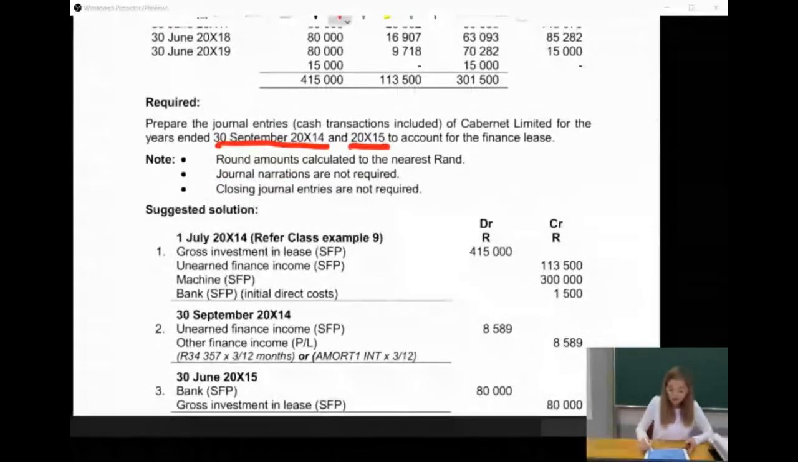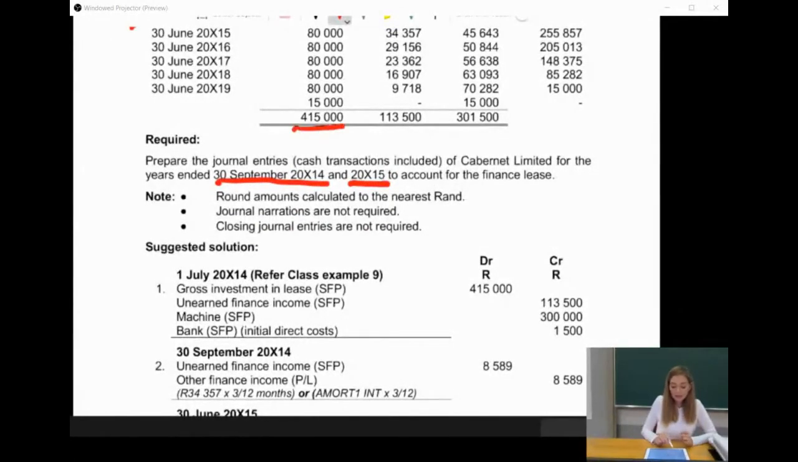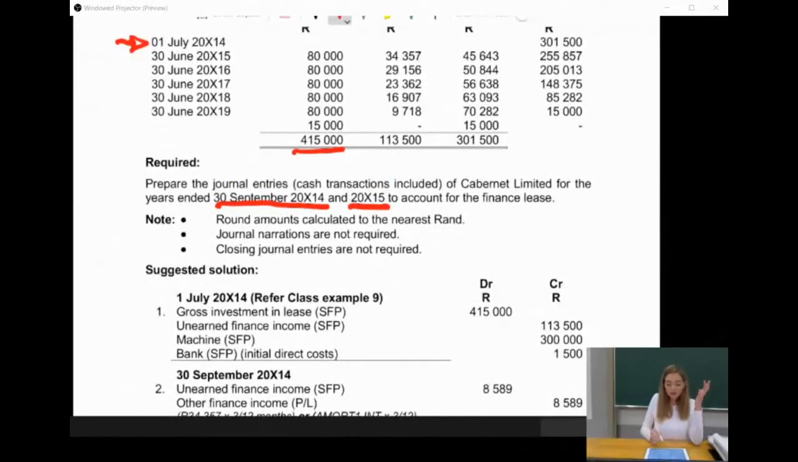So here we have our initial recognition, where we put the total of our lease payments. This 15,000 over here consisted of our 10,500 fair value of the asset plus the 4,500 cash that we are going to receive from the lessee. So that's that 15,000. We put all of that into our gross investment in the lease. We have our unearned finance income over here, and we've derecognized the asset and we paid some initial direct costs.